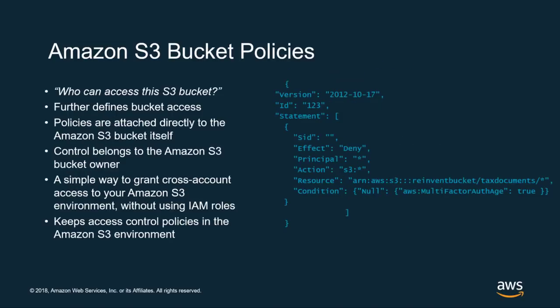You can also use bucket policies, and essentially this defines who can access this S3 bucket. So it really further defines what users can do with buckets. It's attached to the bucket itself. So unlike IAM, where this is attached to specific roles, this is really controlled and belongs to the bucket owner. And so this is really a good way to grant access without using IAM roles, or to get more policy depth if you want to conserve IAM role policies.